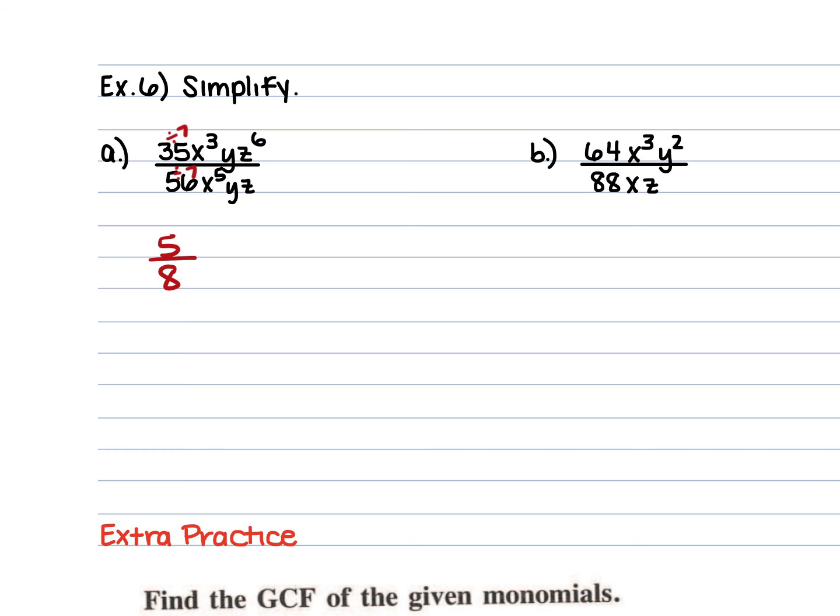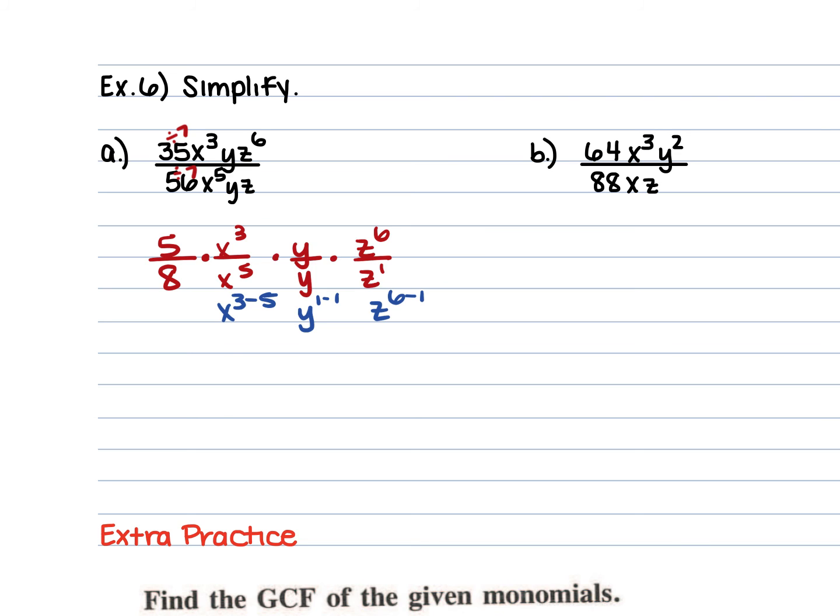Your x values, you have an x in the top and an x in the bottom. So that's x to the third over x to the fifth. You have a y in the numerator and the denominator. Both of their variables are 1. So it's just y over y. And then you have a z in the numerator, which is z to the sixth, and z in the denominator, which is just z, or z to the first. If we subtract our exponents, this is going to give us x to the third minus the fifth, y to the first minus the first, and z to the sixth minus the first.